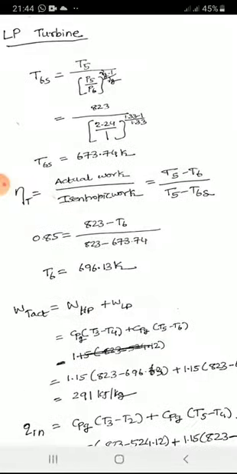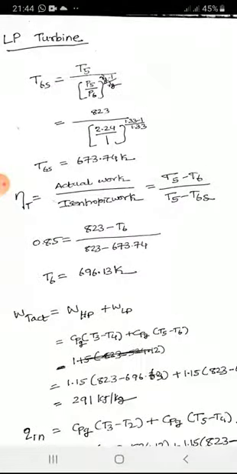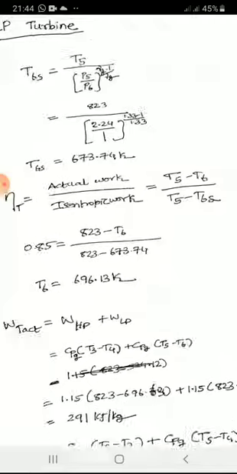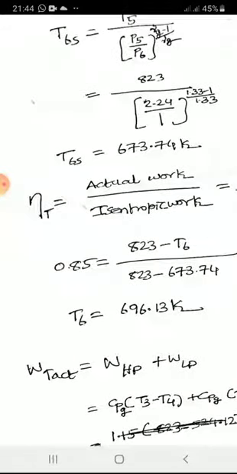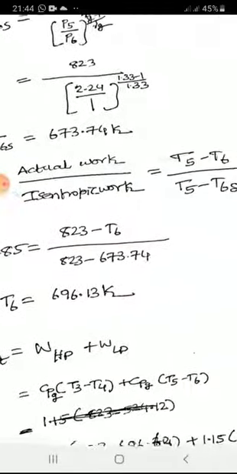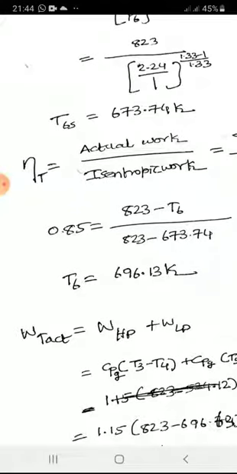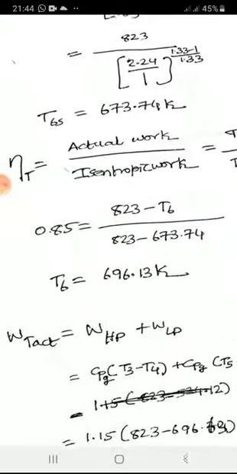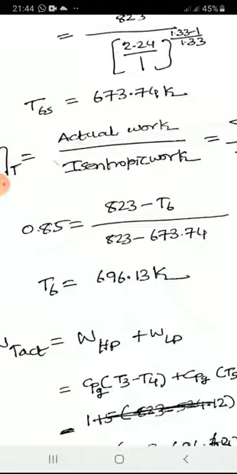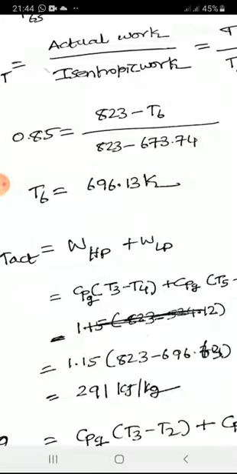So next we have to move on to the low pressure turbine, where T6 is equal to T5 times P5 by P6 whole power gamma minus 1 by gamma for exhaust gases, right? 823 by 2.24 by 1. The inlet pressure of the low pressure turbine is 2.24 and the outlet pressure of the low pressure turbine is 1. So T6 isentropic is coming as 673.74 Kelvin, whereas using turbine efficiency, we are finding T6 as 696.13 Kelvin.